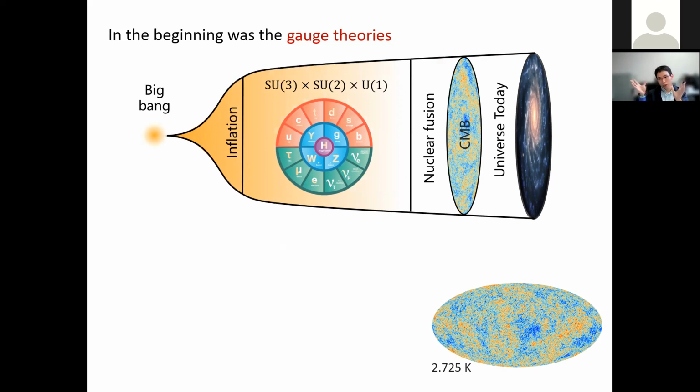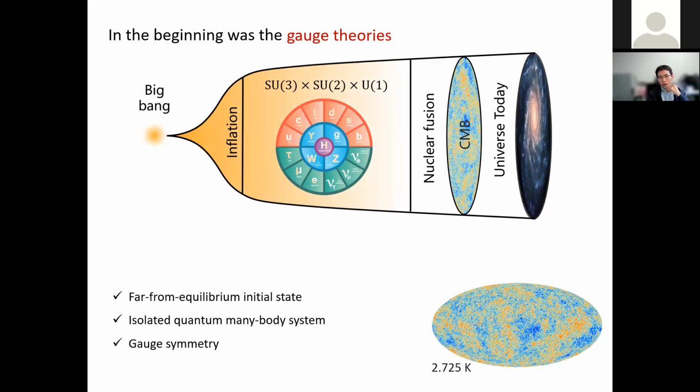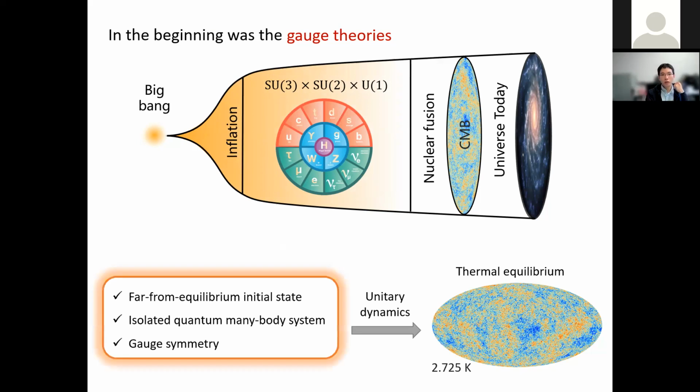If we look at it closely, it's surprising that this is homogeneous almost everywhere with the same temperature. So it indicates that this far-from-equilibrium initial state, as the early universe is, of this isolated quantum many-body system, which is constrained by gauge symmetry, could eventually relax to thermal equilibrium through unitary dynamics. And this is where our story of quantum thermalization comes in. I would like to show you that this is possible just through unitary dynamics.